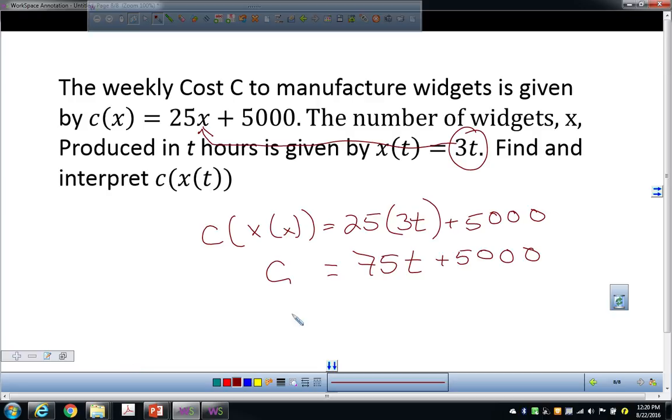You don't know how many widgets, you'd have to plug into the widget formula to figure out how many widgets you get, right? But if you have, like, 10 hours, you could figure out how many widgets you'd have, right? You'd get 30 widgets, and then you could plug into here. Or you could just say, I have 10 hours, this is how much it's going to cost me to produce widgets given that amount of hours. And I believe that's all she wrote.